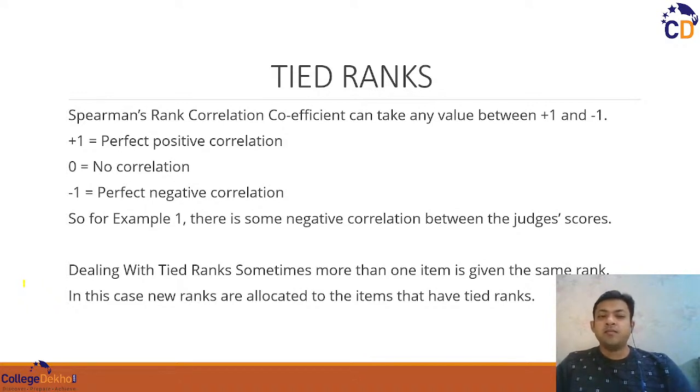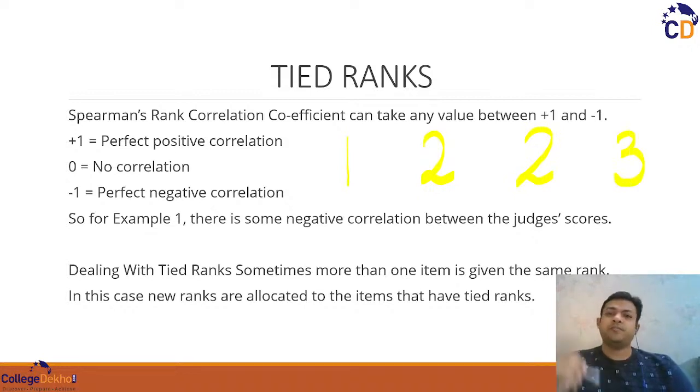Now, it is possible in certain situations that we have a case of tied ranks. So let us take a quick short example to understand what we mean by tied ranks. It is possible to have numbers like this: 1, 2, 2, and 3. Or let's say 10, 20, 20, and 30.